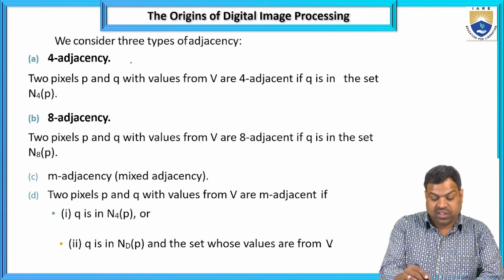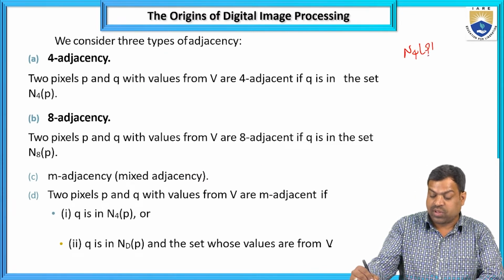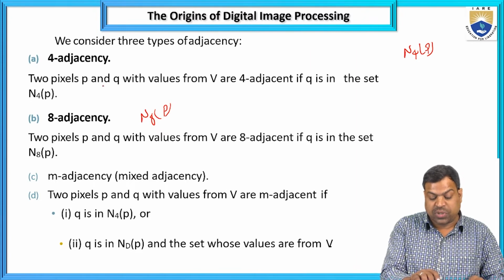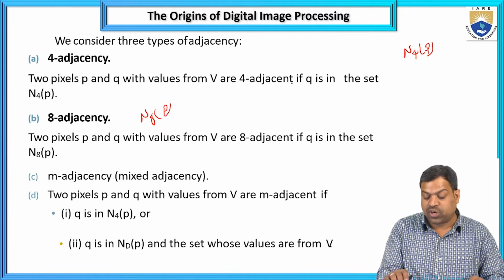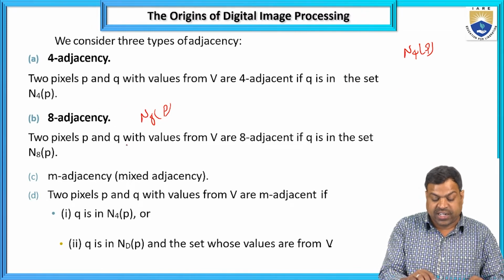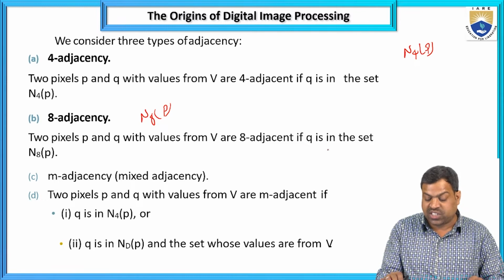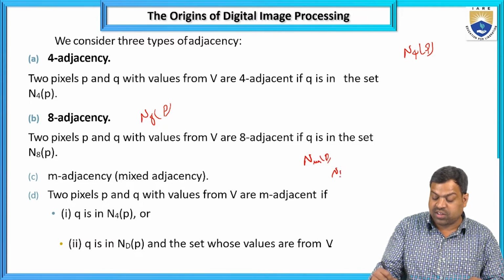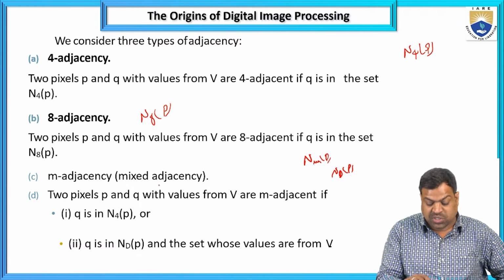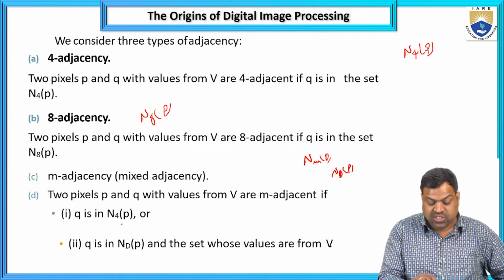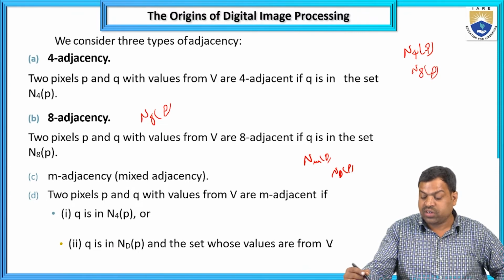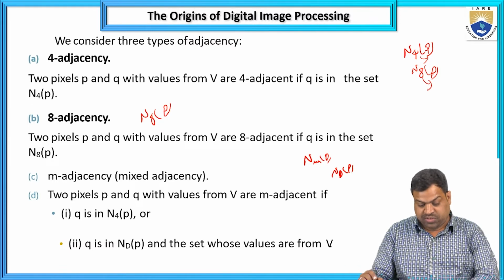Suppose I am taking ND means N4 of P, that is 4 adjacency. If I am taking 8, it means N8 of P. 4 adjacency: 2 pixels P and Q with values from V are 4 adjacent if Q is in the set N4 of P. 8 adjacency: 2 pixels P and Q with values from V are 8 adjacent if Q is in the set N8 of P. M adjacency means mixed adjacency: two pixels P and Q with values from V are M adjacent if Q is in N4 of P. Depending on it, N4 means 4 neighbors, 8 means 8 neighbors.